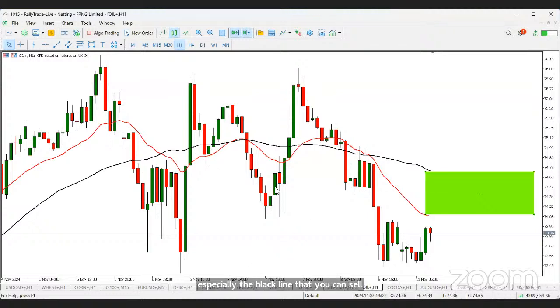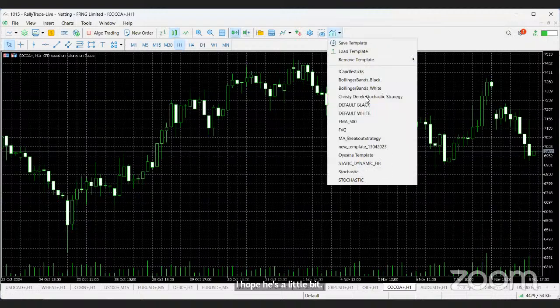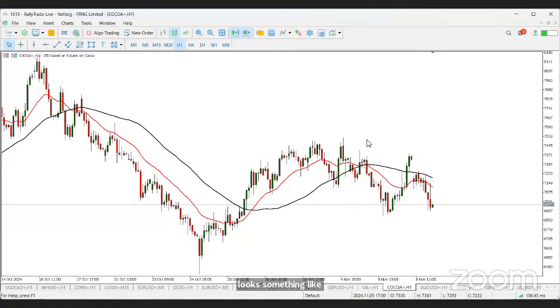Okay. Let's go to the very next one, which will be cocoa. I hope it's loaded. So I think I talked about wheat and corn already. So cocoa looks something like, let's check with this. This one also looks something like a sell, except I want to check W1.